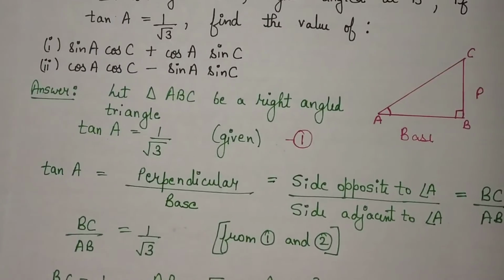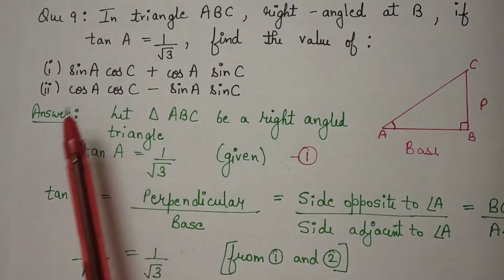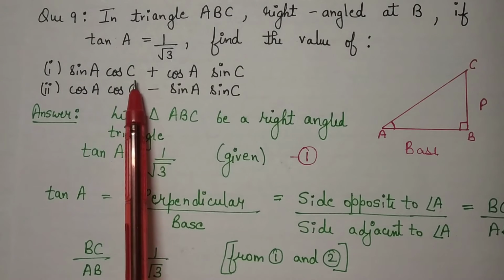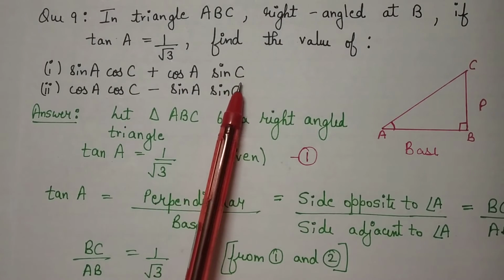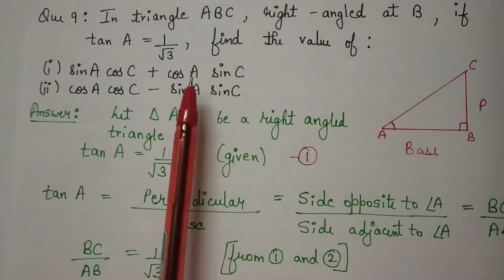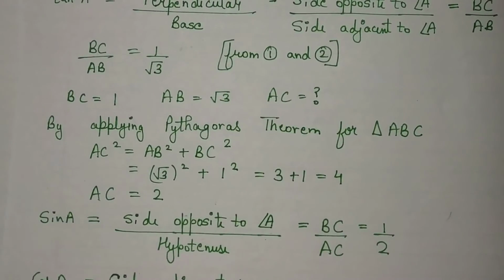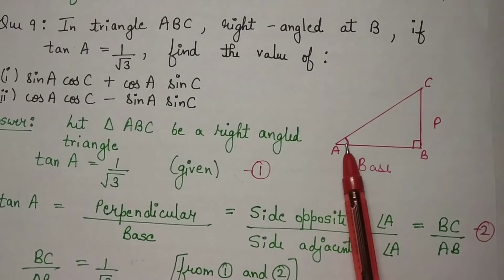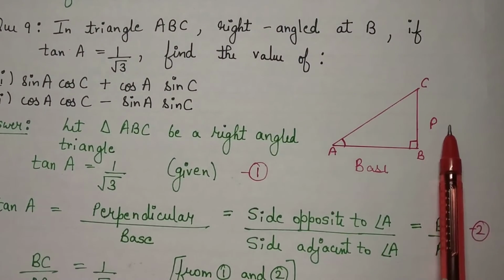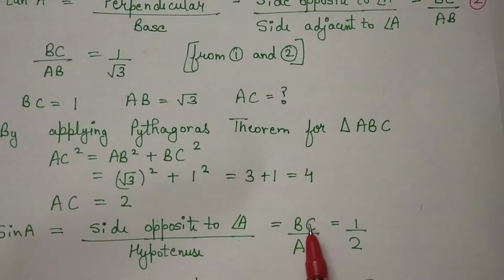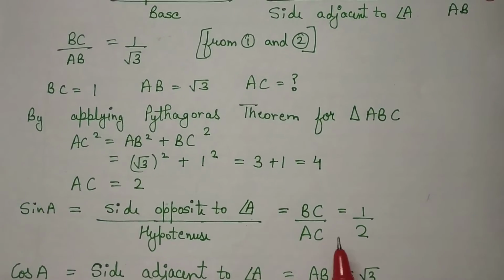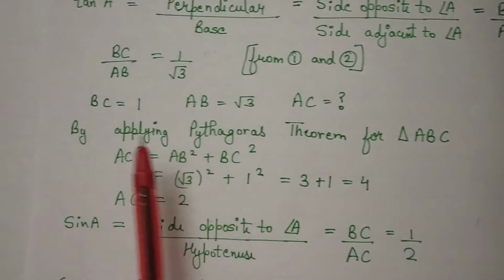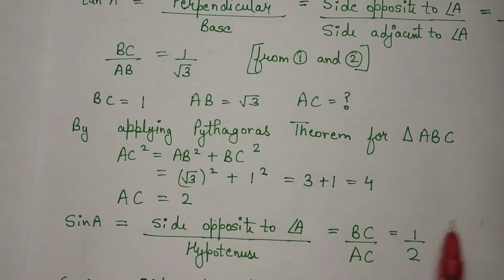Now in the question, I need to find the values which have sin A, cos C and cos A and sin C. So finding the values of these, sin A is side opposite to angle A by hypotenuse. So the side opposite to angle A is what? Opposite to this is BC. So BC by AC. Now putting the values, BC is 1, AC is 2, so 1 by 2.